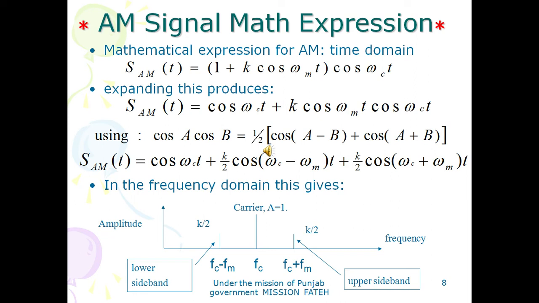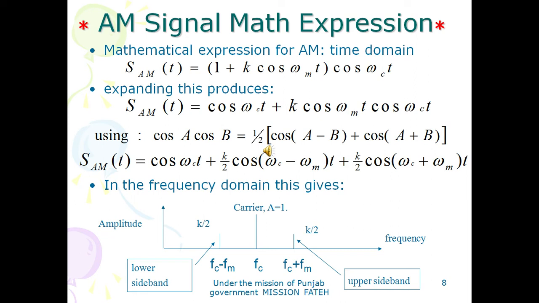Then find the amplitude of the modulated wave. A is equal to Vc (1 plus Ma sin omega mt), and the final mathematical expression for the AM wave in the time domain is (1 plus K cos omega mt), then bracket close, cos omega ct. Then expand this expression. Cos omega ct is multiplied with the 1, then comes cos omega ct plus K cos omega mt cos omega ct.